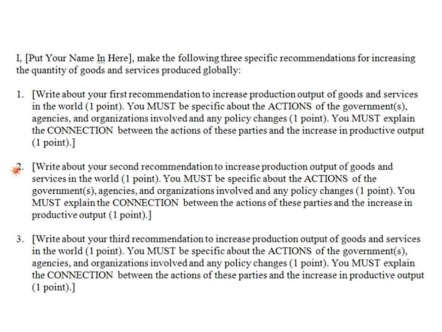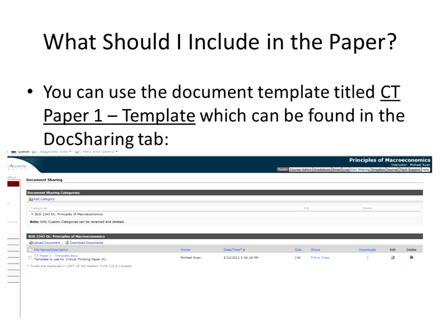Then, under number 2, you're going to do that whole thing again, only with your second recommendation. And then after the second one, you're going to do the third one. And altogether, you'll get 3 points for the first one, 3 points for the second one, 3 points for the third one. That's 9 points. And you'll get another point for doing correct formatting on the paper. Okay? And your formatting will be correct if you use the template that I put under doc sharing.